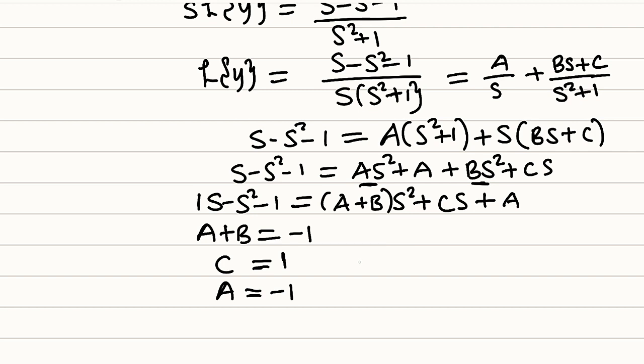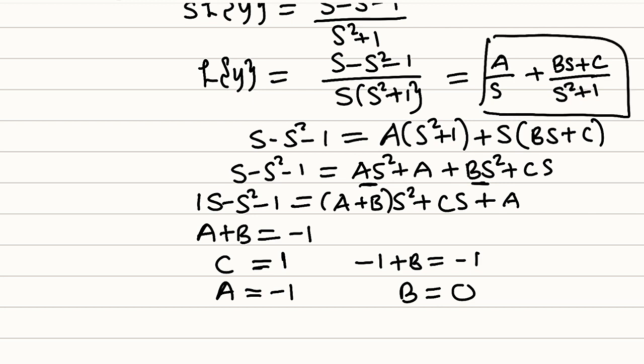Okay, so we have -1 as the value of a plus b equals -1. Take this to the right, it becomes positive, and positive 1 plus -1 is 0, so b equals 0. Now we have the values of a = -1, b = 0, and c = 1. We are going to substitute them back into this partial fraction to obtain our required fraction. So let me copy that.